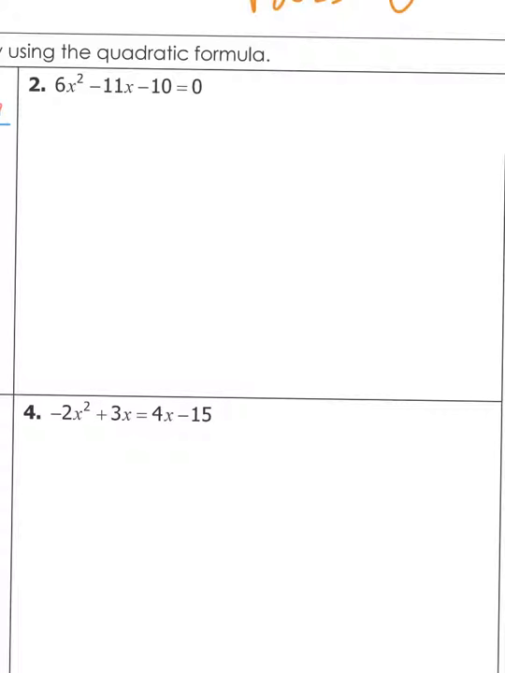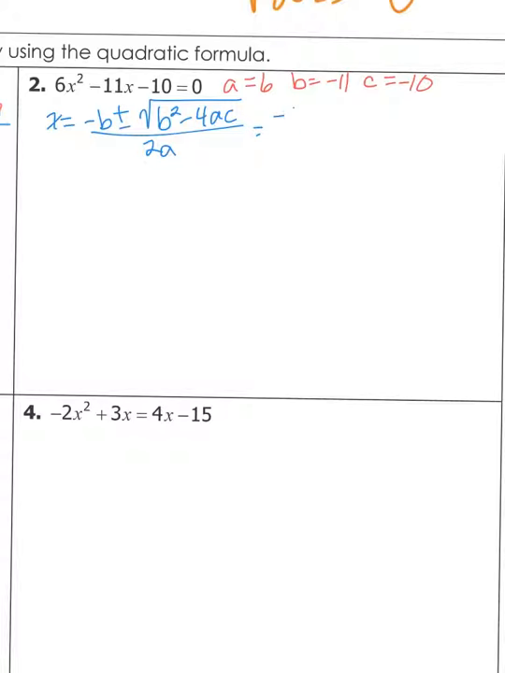Okay, so I do have one side set equal to 0, so I can identify that my A is 6, my B is equal to -11, and my C is equal to -10. So you have a lot of negatives, so I want you to watch your signs. So my formula is the opposite of B plus or minus the square root of B squared minus 4AC all over 2A. Write your template.